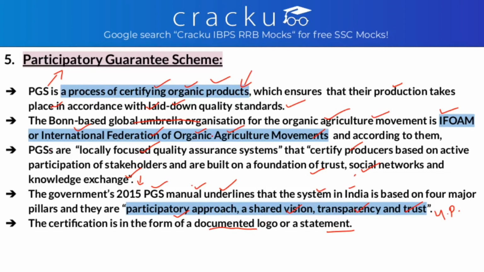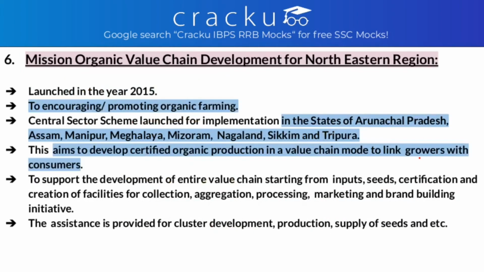So in short, there's just one thing. Participatory Guarantee Scheme is a process of certifying organic products. What is the organization or movement related to it? It is IFOAM. And in what way is the certification given? It is a documented logo or statement. And what are the 4 pillars? It is participatory approach, shared vision, transparency and trust. So after this, let's see what is next.